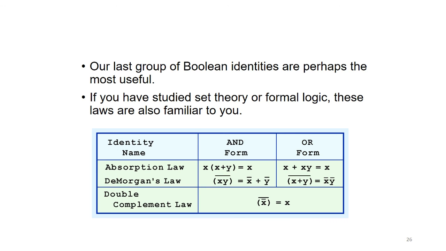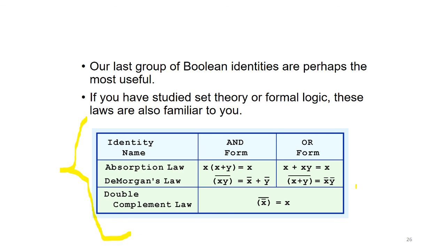Now we have the absorption law, the De Morgan's law, and double complement law. These laws are very important for solving numerical problems or for simplification of Boolean logic. You have to remember this one. This is a must, I should say. So our last group of Boolean identities are perhaps the most useful. If you have studied set theory and formal logic, these laws are also familiar to you. I think these laws were also there in your 10th, 11th or 12th class.